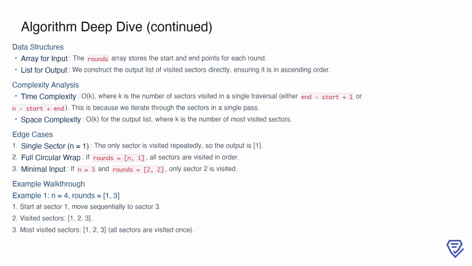For minimal inputs, like n equals 3 and rounds containing only 2, 2, only the start sector is visited. These edge cases ensure that the algorithm handles all possible scenarios robustly. For example, with n equals 4 and rounds equals 1, 3, the player starts at sector 1 and moves sequentially to sector 3, visiting sectors 1, 2, and 3. All of these are visited once, so the output is 1, 2, 3.